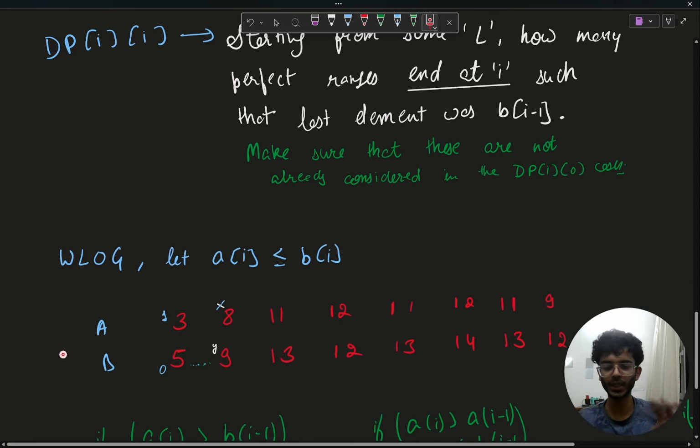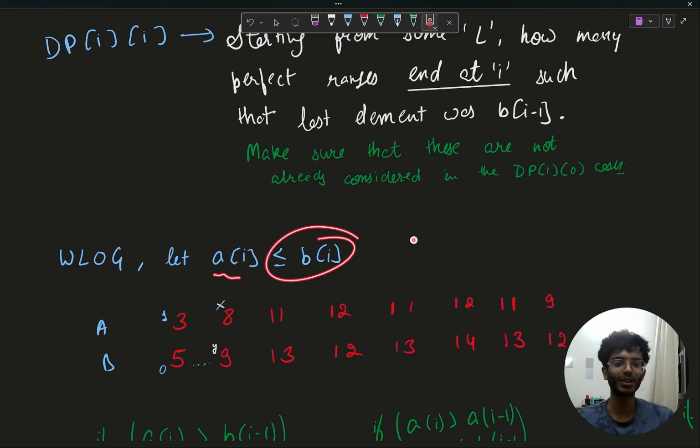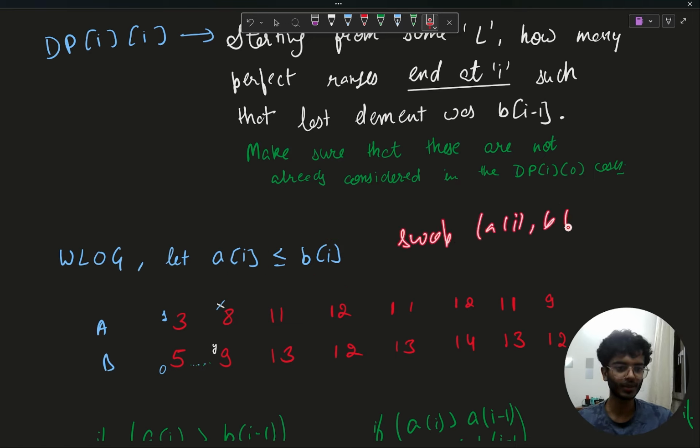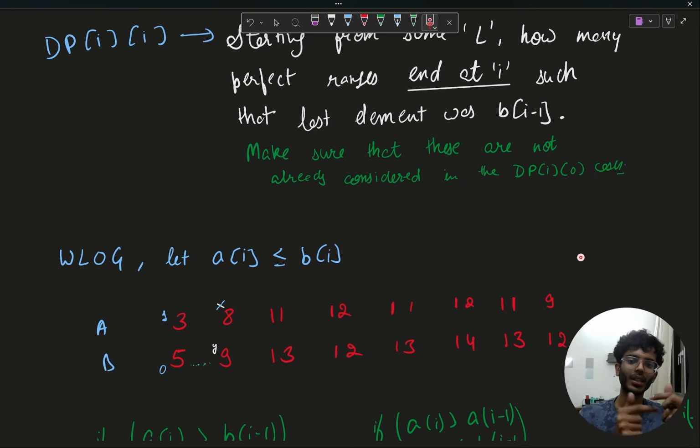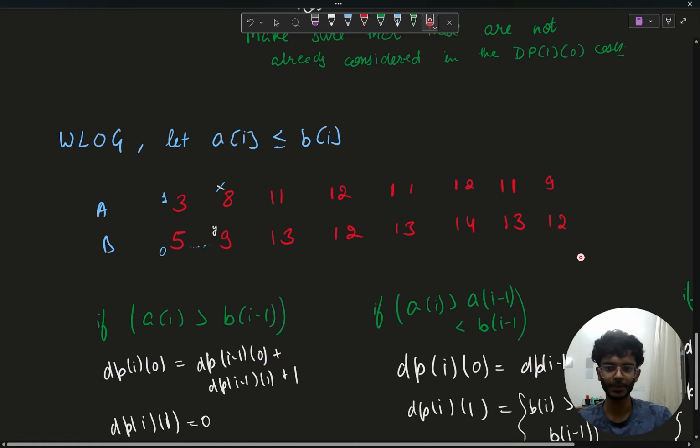So now one thing which we'll do to make our problem slightly easier is we'll assume that A of I is less than or equal to B of I. And if it is not the case, we can easily swap A of I comma B of I. And why can we swap? It's very easy to prove. It does not really matter if I have A of I or B of I, because we can take either of the elements, right? So I hope that just makes sense.